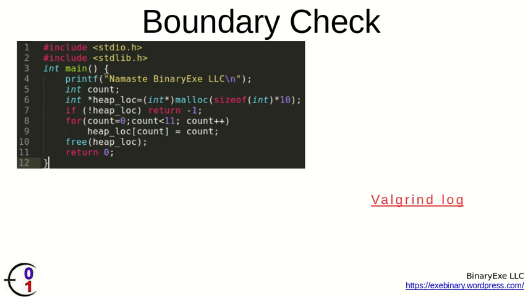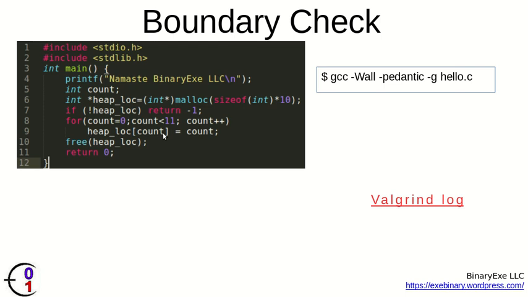So if count is 10, then in line number 9 I'm using heap underscore log, and here the 10th element will be out of boundary. So this is a problem. To solve this, you have to use Valgrind. First of all you have to compile this way, and then you have to use Valgrind and run this particular command.